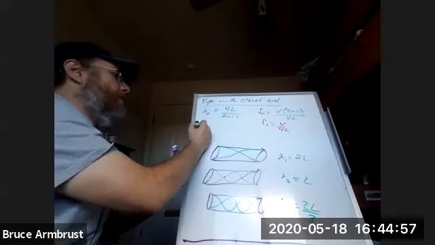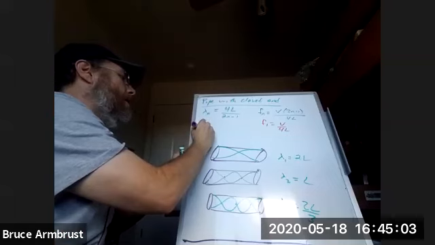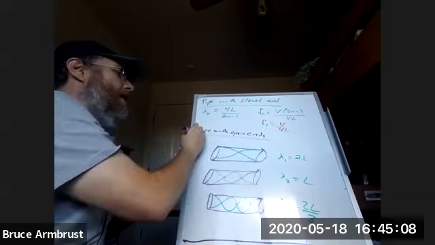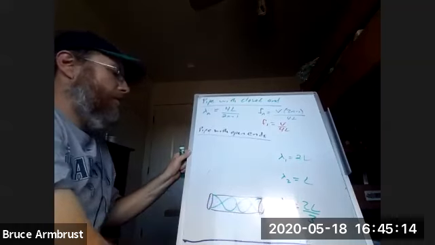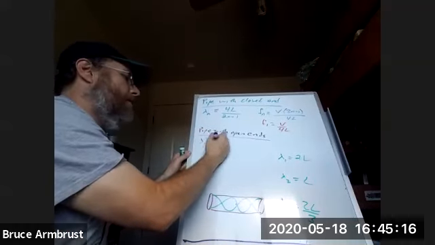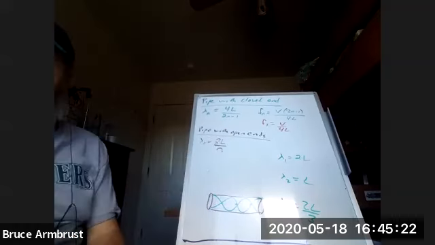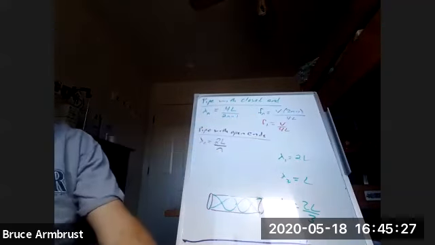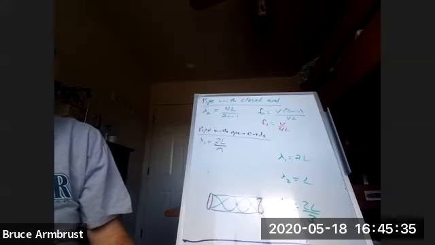So what we see for this one, this will be a pipe with open ends. What we're going to get is that our lambda sub n is equal to 2L divided by n. So it was 2L divided by 1, 2L divided by 2, 2L divided by 3, and so on down the line. So we've got 2L over n.